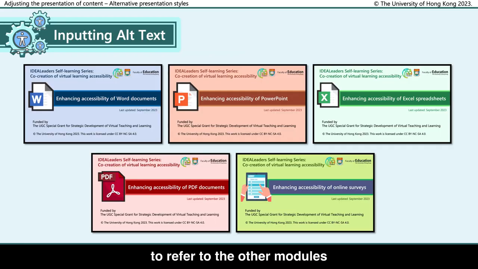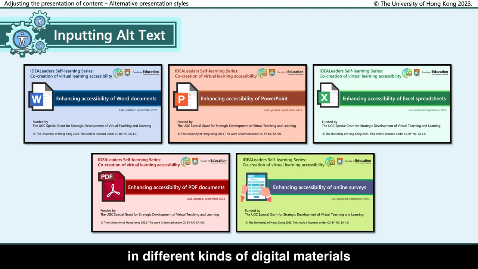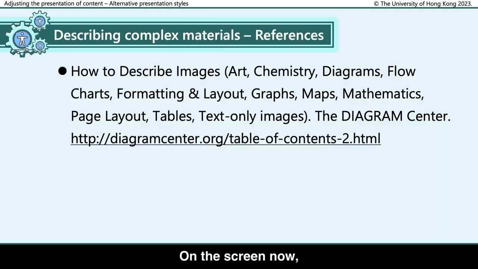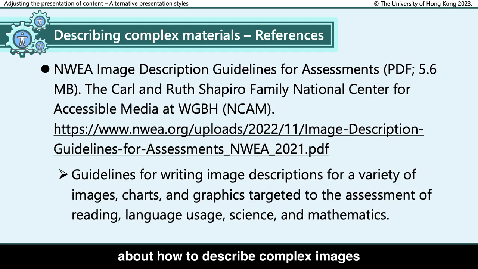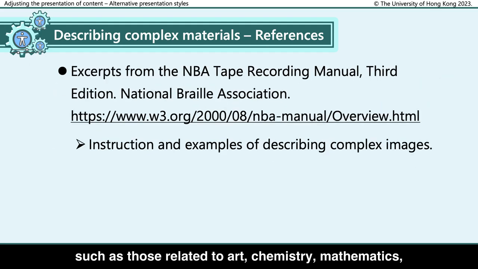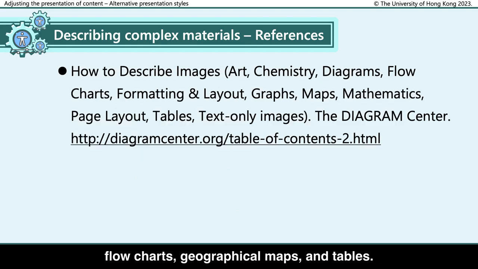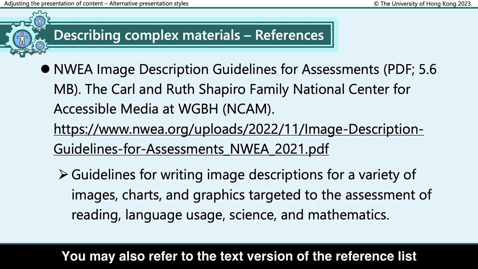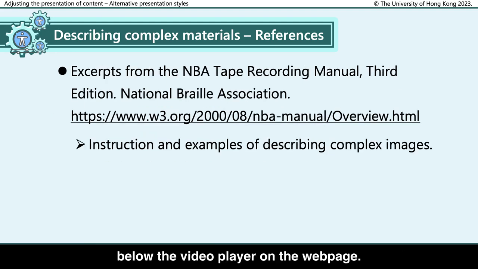You are encouraged to refer to the other modules in this self-learning series on the suggested practices of inputting alt text in different kinds of digital materials in greater detail. On the screen now, you will find 4 reference materials about how to describe complex images, such as those related to art, chemistry, mathematics, flowcharts, geographical maps, and tables. You may also refer to the text version of the reference list below the video player on the webpage.